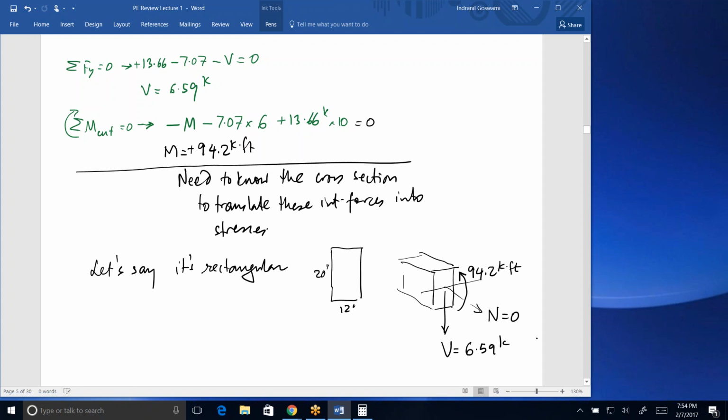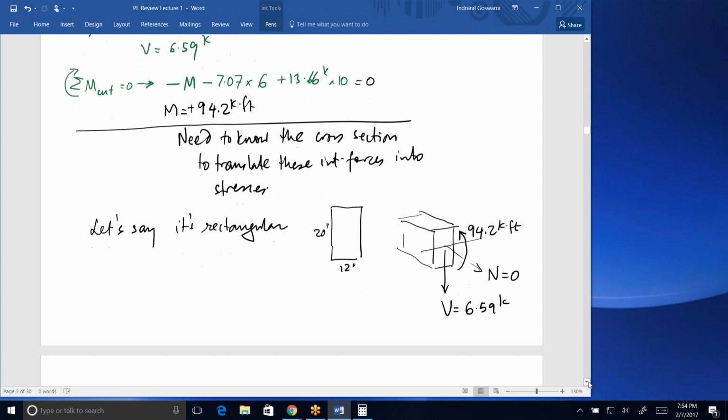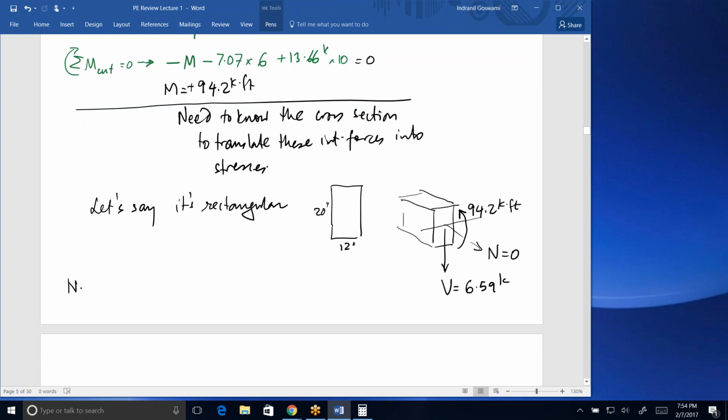So the normal force is 0, but if it was there, it's a pretty simple normal force. The normal force N would have caused a normal stress N divided by the cross-sectional area. Right, so you just take the cross-sectional area and assume that that normal force is acting exactly concentric at the centroid, so we will assume it's a uniform distribution over the entire area. But in this case, it had a value of 0, so we don't have to do that.